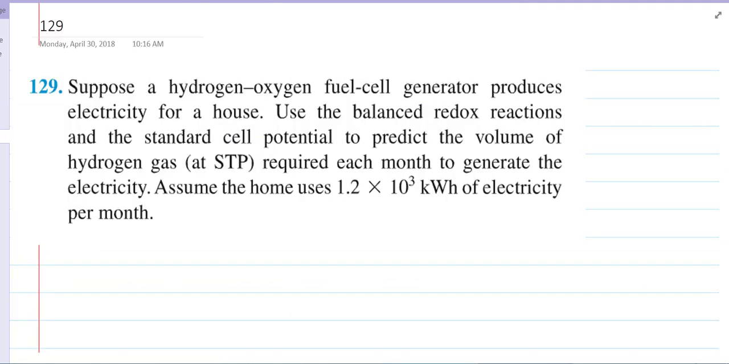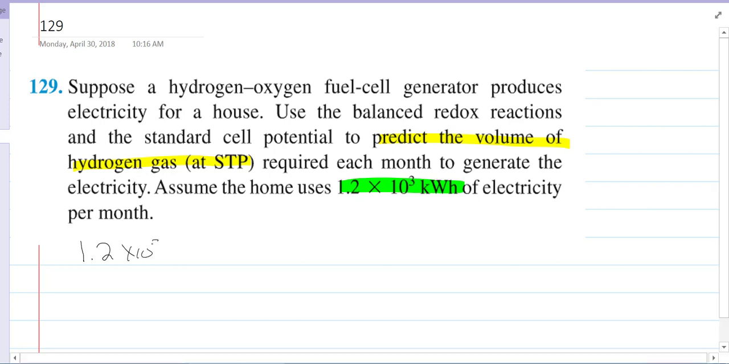Problem 129. Suppose a hydrogen oxygen fuel cell generator produces electricity for a house. Balance redox reactions. Use the standard cell potential to predict the volume of hydrogen gas at STP required each month to generate electricity. Assume we're going to use that much. Well, let's talk about this energy real quick. We have 1.2 times 10 to the third kilowatt hours.